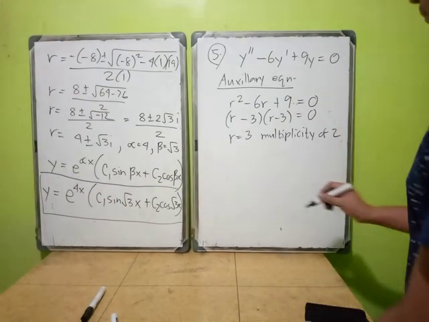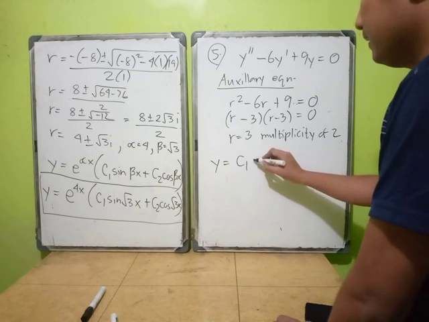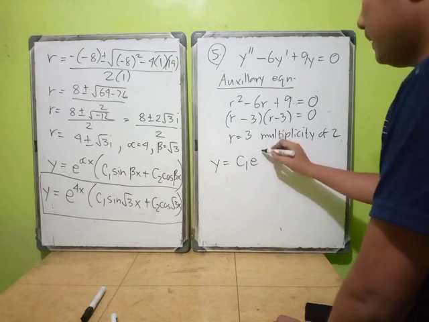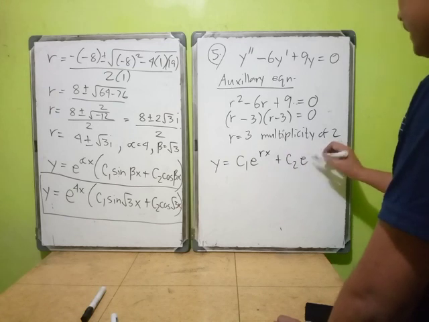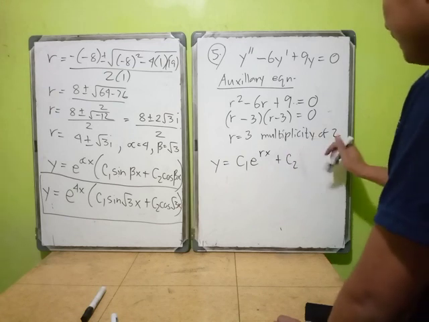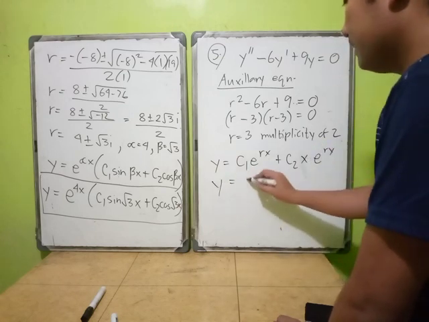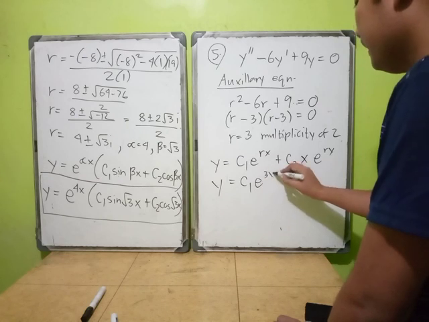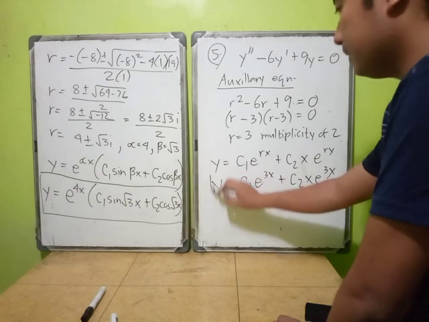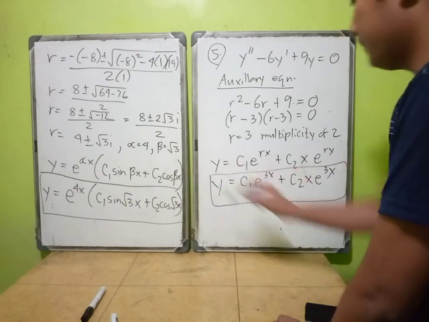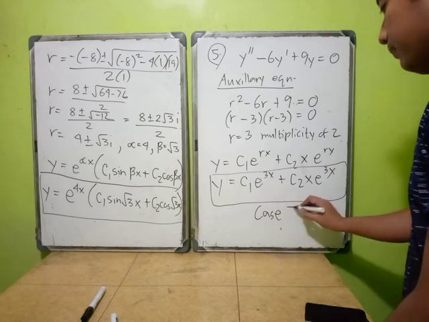This is case 2 in which we have two equal roots. So therefore, we get the solution y is equal to c1 e to the power of rx plus c2 x e to the power of rx. So you will get the r here is 3. So c1 e to the 3x plus c2 x e to the 3x. So this is your final answer to this problem, because it is case 2.